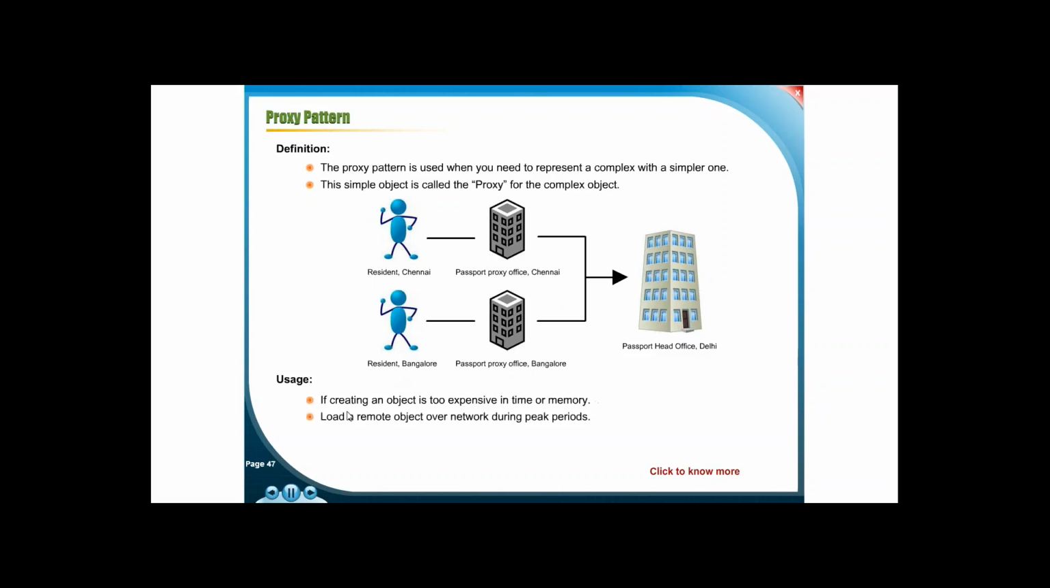In this proxy pattern, if creating an object is too expensive in time or memory, then we go for creating proxy objects and load a remote object over the network even at peak periods. Then, a software example: cache is a good example of the proxy pattern, caching. To reduce the response time taken and unnecessary database calls, cache is the proxy for the database.